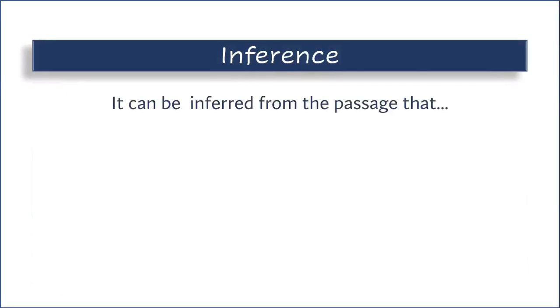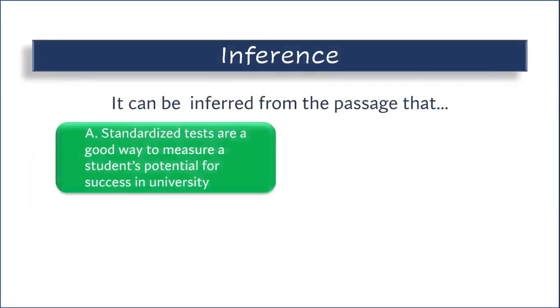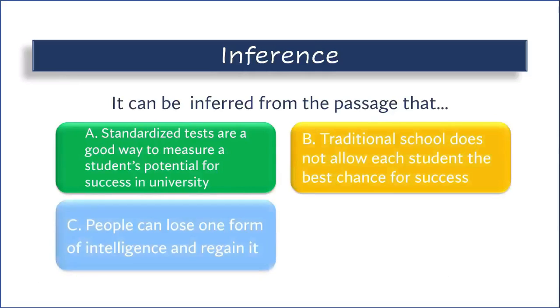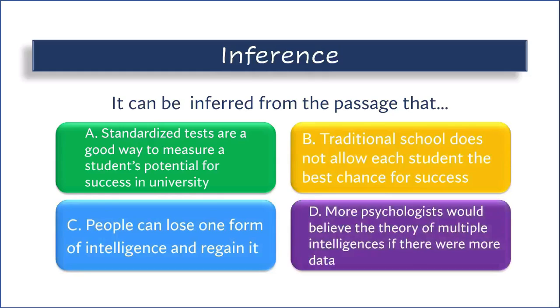It can be inferred from the passage that A. Standardized tests are a good way to measure a student's potential for success in university. B. Traditional school does not allow each student the best chance for success. C. People can lose one form of intelligence and regain it. D. More psychologists would believe the theory of multiple intelligences if there were more data.